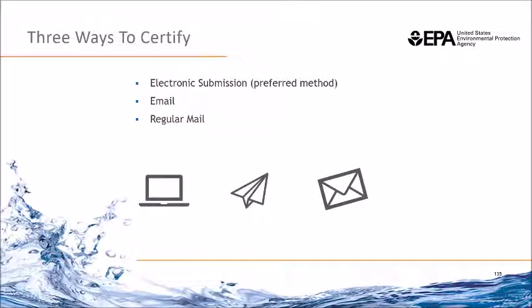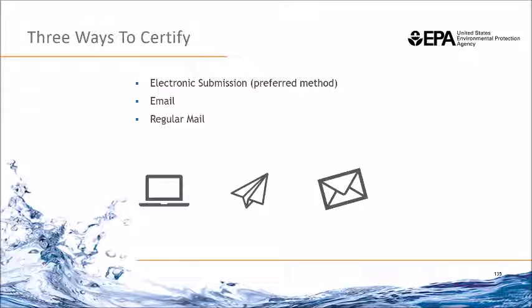And there are 3 ways to certify completion of your risk assessment and emergency response plan. It's the same process for both of them. And these include the secure online electronic submission, which is the most preferred method and is the easiest to complete. And if you do certify electronically, it will provide you with reminders of those upcoming 5-year recertification deadlines and a confirmation email for your records.